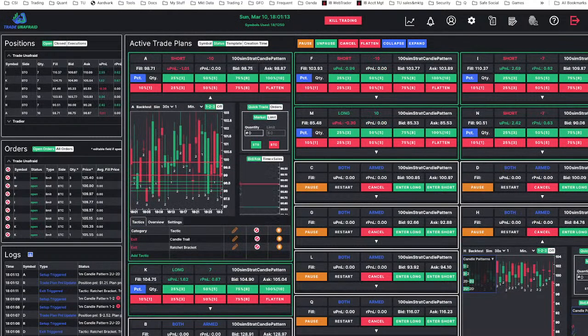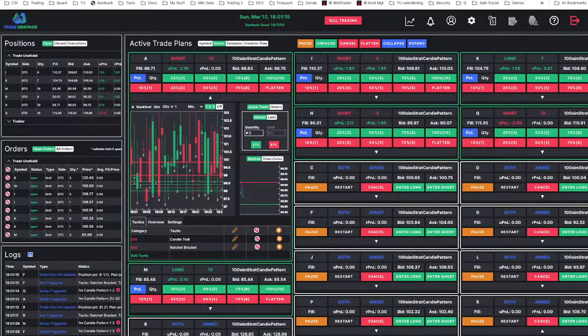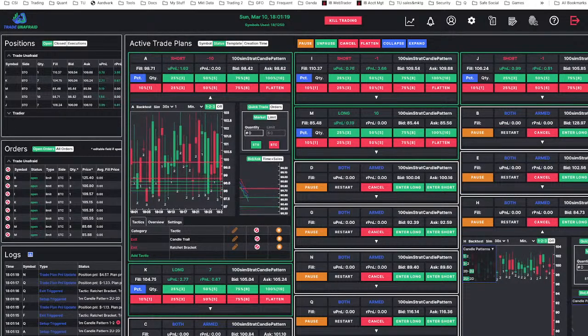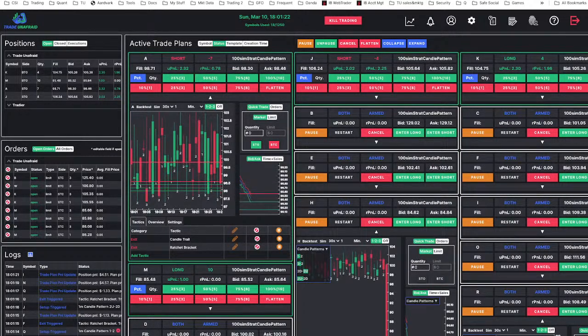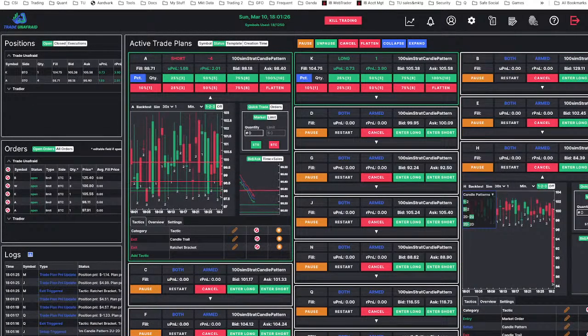There's no target on the other side. So it's not an OCO bracket in that way anymore because it's not taking a profit, but it is still ratcheting up the stop. Here you can see one that's actually playing out.